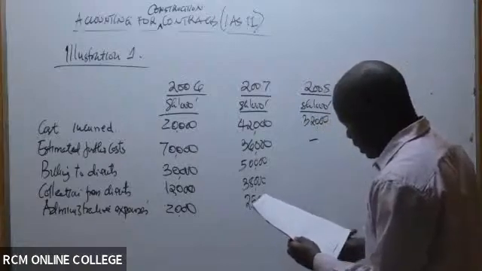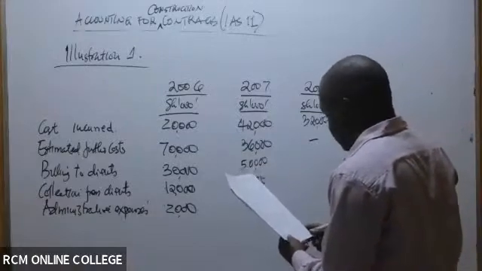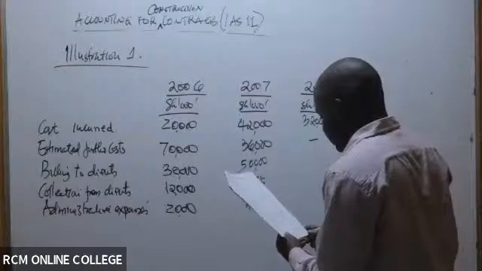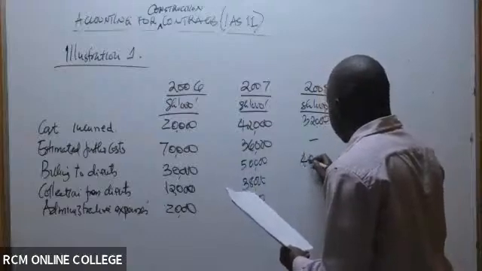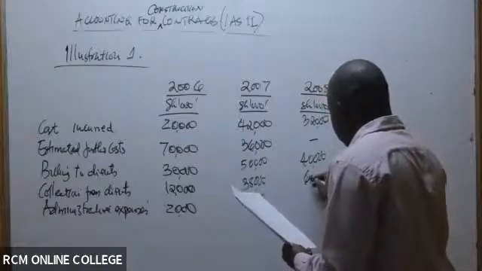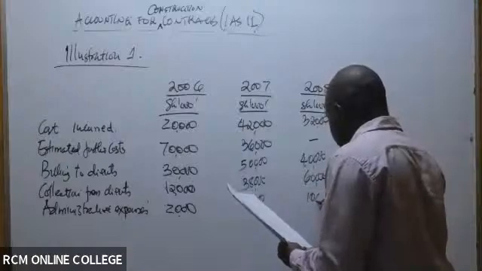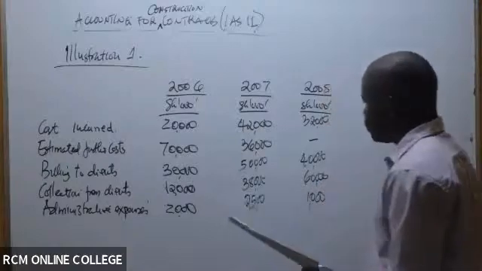There is nothing here. Estimated further costs were not there in the final year because they completed it there. This one is 40 million. This one is 60 million. This one is 1 million. So you can prepare the table.